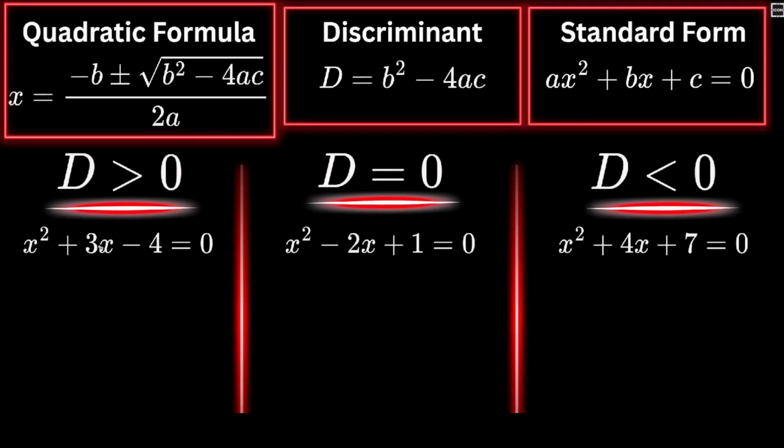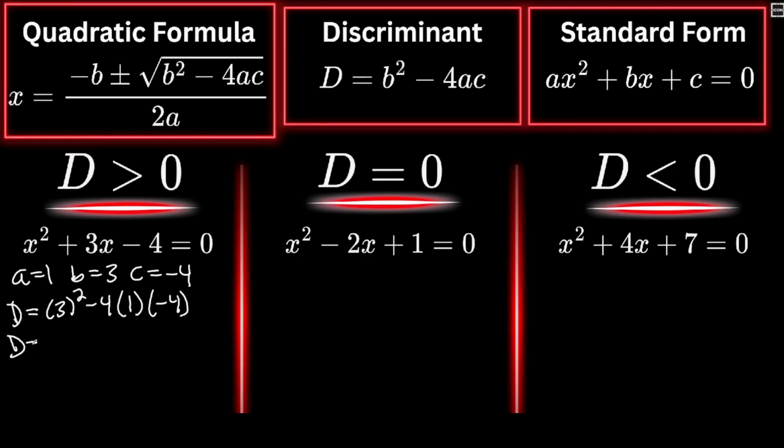So let's say we have this example here. First thing we need to do is identify each of the coefficients. A is equal to 1, B is equal to 3, and C is equal to negative 4. Now we have to substitute these values into the discriminant formula. So the discriminant formula we know is b squared minus 4ac. So we know that b is equal to 3, so we'll have 3 squared minus 4 times a, which is 1, times c, which is negative 4.